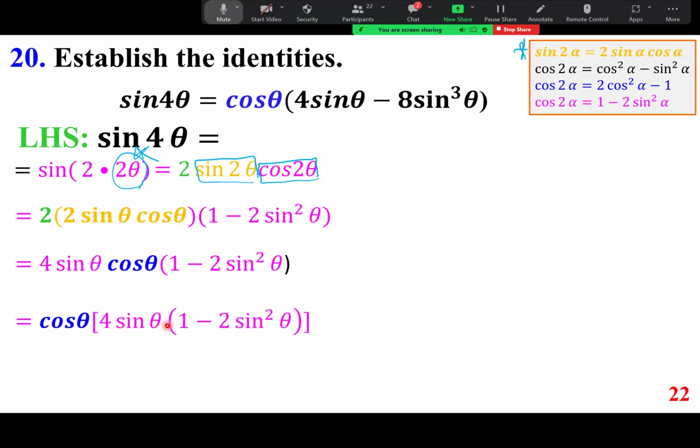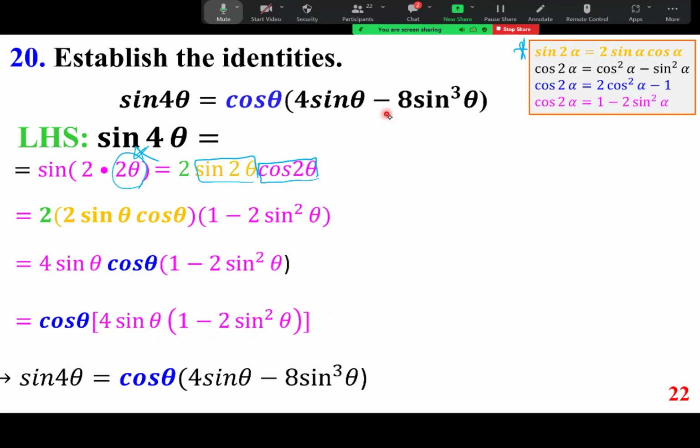If you multiply, you get 4 sine theta minus 8 sine cubed. Take a look. Sine of 4 theta is now cosine theta times 4 sine theta minus 8 sine cubed. We just proved that using the left-hand side. Let's look at the right-hand side and prove it.